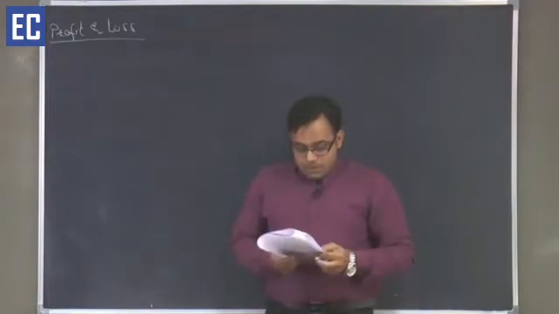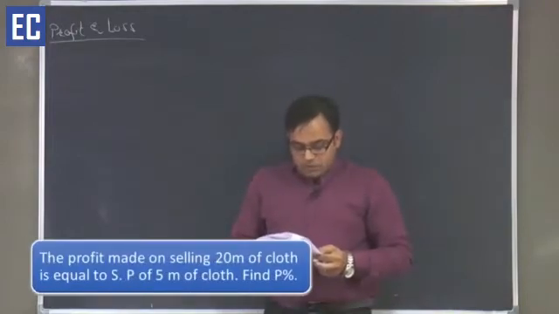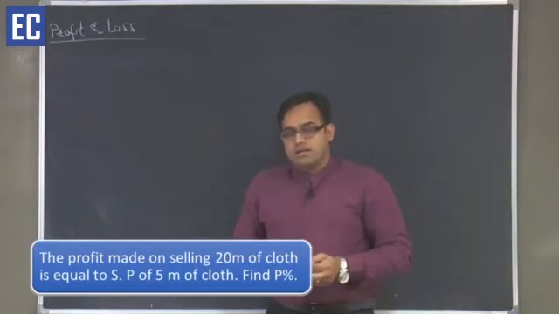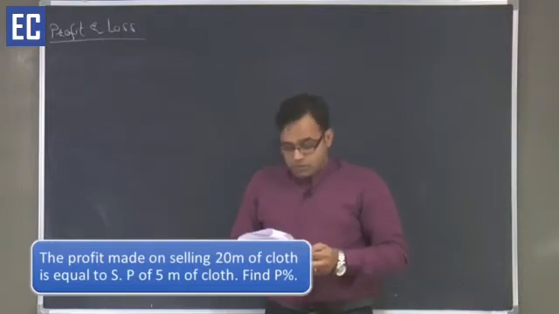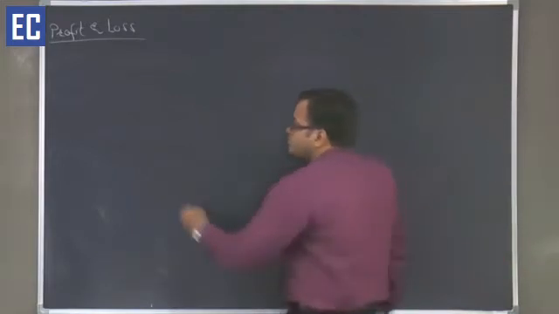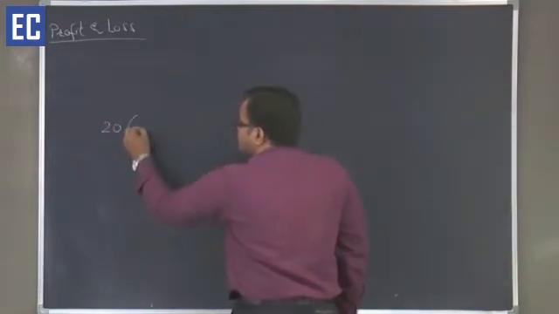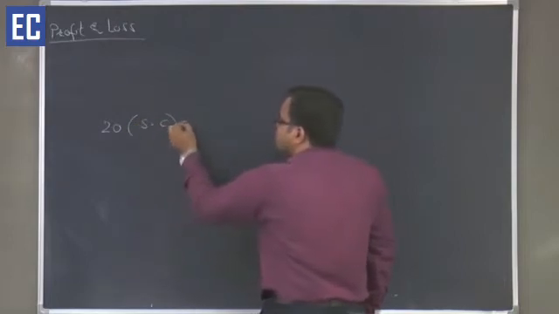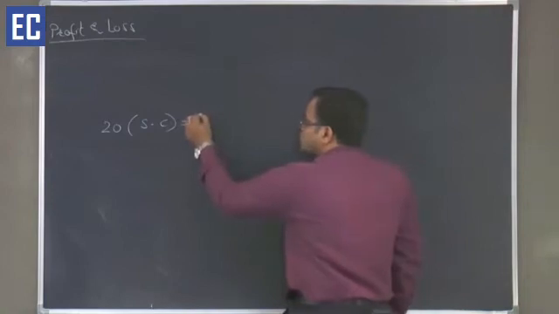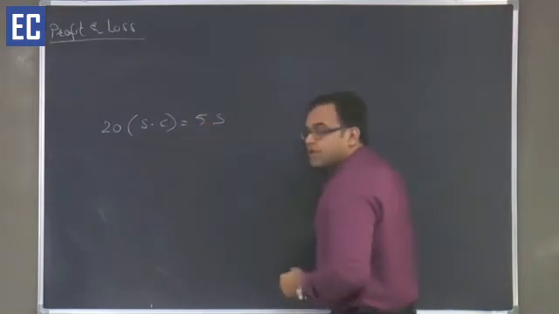Next example, the profit made on selling 20 meter of cloth is equal to the selling price of 5 meter cloth. What is the profit percentage? You should pause this video, attempt this question, and then you should continue with the video. The profit made on selling 20 meter of cloth. So 20 meter profit is S minus C is equal to the selling price of 5 meter cloth. So this is equal to 5 meter multiplied by S.